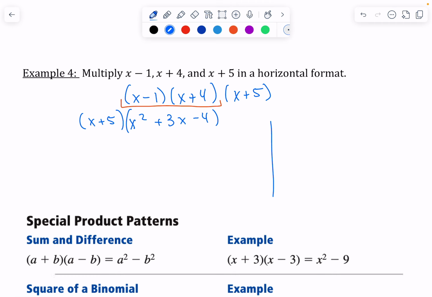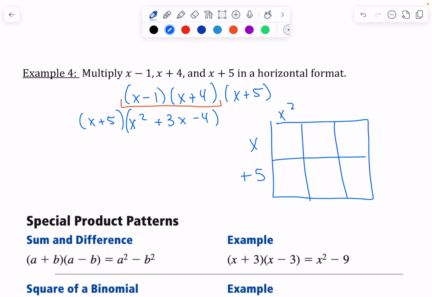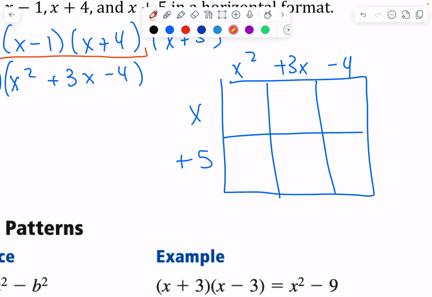Me personally, I like the area model, so I'm going to do that. Remember, that means we have 2 rows for the 2 factors in the first parentheses and 3 columns for the 3 terms in the second parentheses. And now I'm just doing area. So x squared times x gives me x cubed, 3x times x, 3x squared, negative 4 times x, negative 4x, and so on.